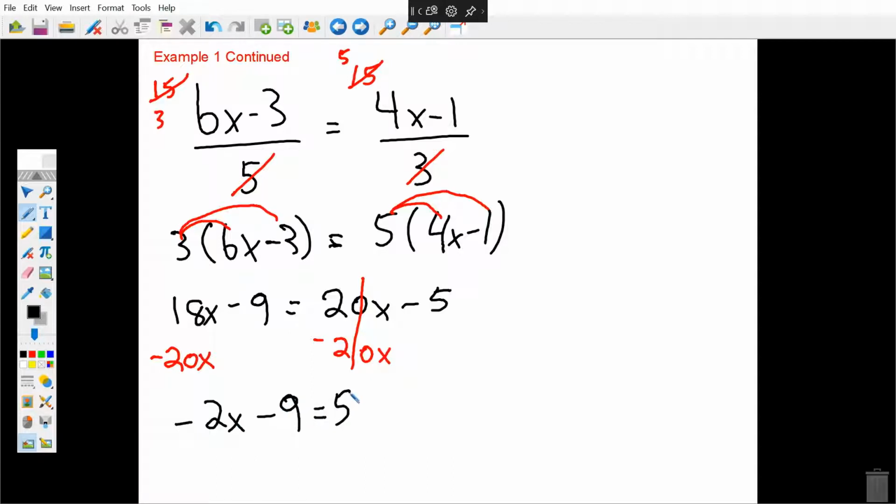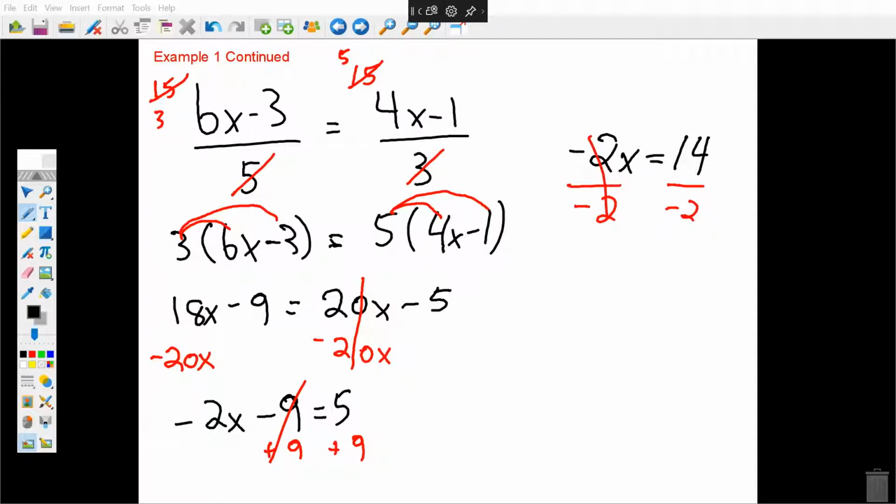Now we're back to something you would have dealt with in 8.2. We have to move the negative 9. The opposite of negative 9 is positive 9. We do that to both sides. Those cancel. Negative 2x equals 14. Last step, eliminate the negative 2 by dividing both sides by negative 2. X equals negative 7.